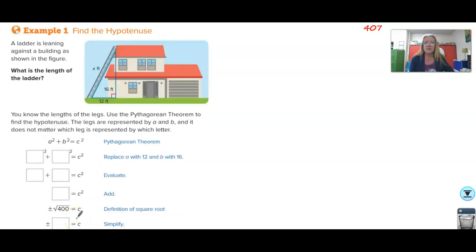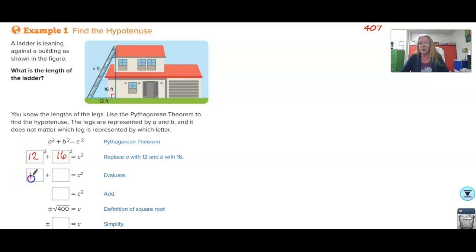Okay. Here's your ladder. Say you got one triangle, and then we go to ladder. A ladder is leaning against a building as shown in the figure. What is the length of the ladder? Okay, so they have not given us the length of the ladder. We know how tall the building is, and we know how far away the ladder is from the building. These two sides form the right angle, so they're the legs. Okay, so we're going to square those two, put 12 here and 16 here.